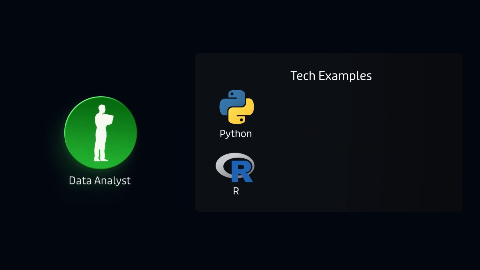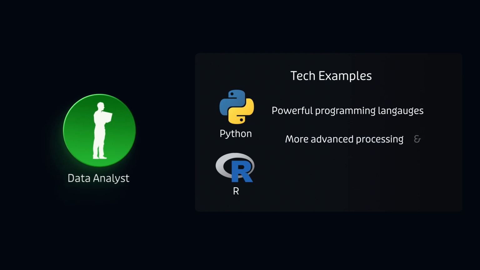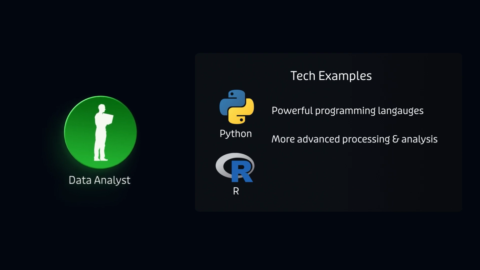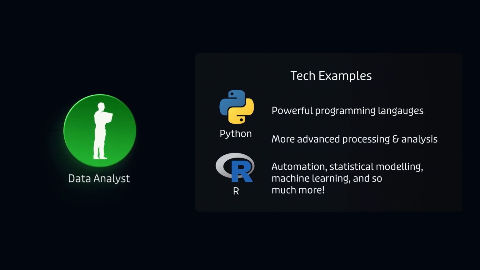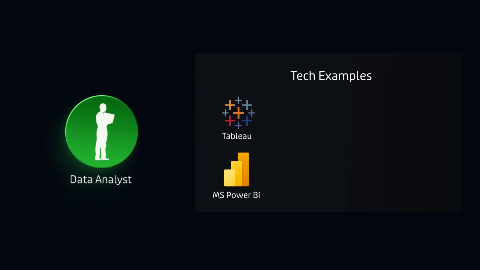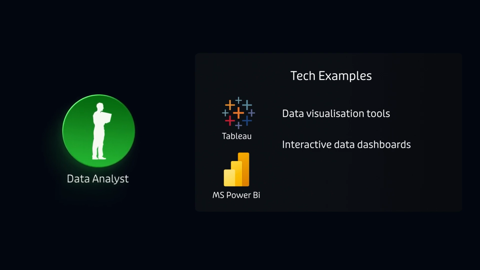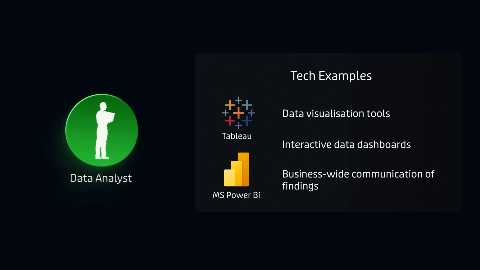Python, or R, are powerful programming languages that can handle more advanced analysis and data processing. They are great for automating repetitive tasks, handling large datasets, performing statistical analysis, and building predictive models. Business intelligence tools like Microsoft's Power BI or Tableau are popular for data visualization and reporting. These platforms help analysts create interactive dashboards and compelling visual representations of data to communicate findings clearly to decision makers.